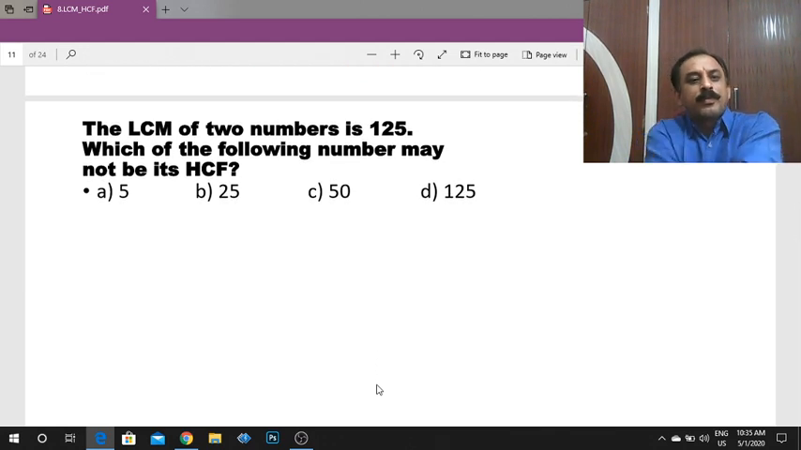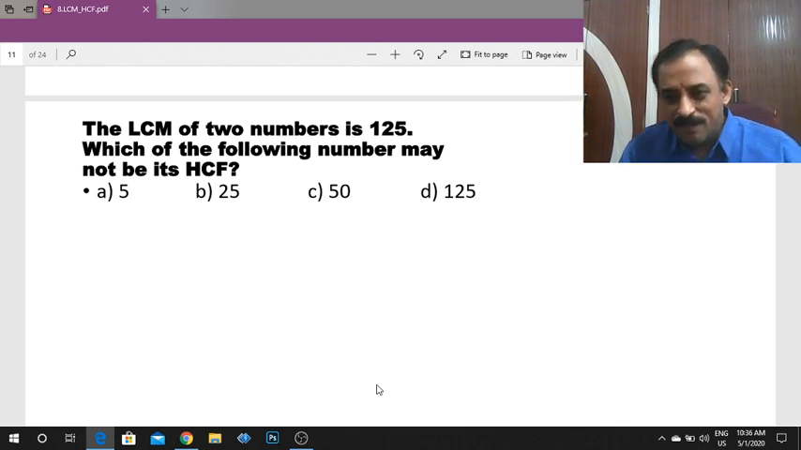Now next one. The LCM of two numbers is 125. Which of the following numbers may not be its HCF? Tell me the answer. Try it. The LCM of two numbers is 125. Which of the following numbers may not be its HCF? 5, 25, 50, 125.